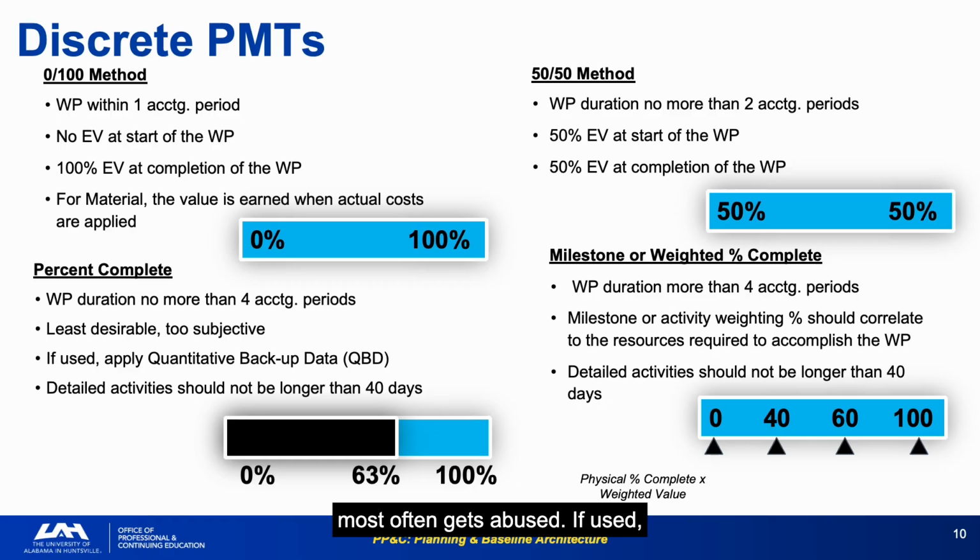If used, it requires quantitative backup data, QBD, that can actually justify the percentage claimed. Without QBD, it is an opinion dressed as a measurement. The 40-day detailed activity guideline is a practical constraint. Activities longer than 40 days that are measured by percent complete tend to produce the 80% complete syndrome, stuck at 80% for months while the real completion date recedes.